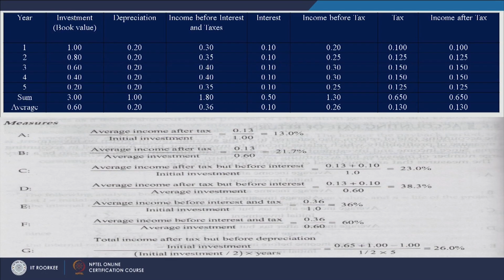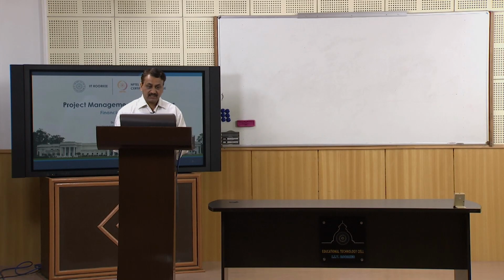Similarly you can calculate other measures. All these are nothing but ARR, different ways of calculating the average rate of return. And why are there so many? Because you are measuring income and investment differently.